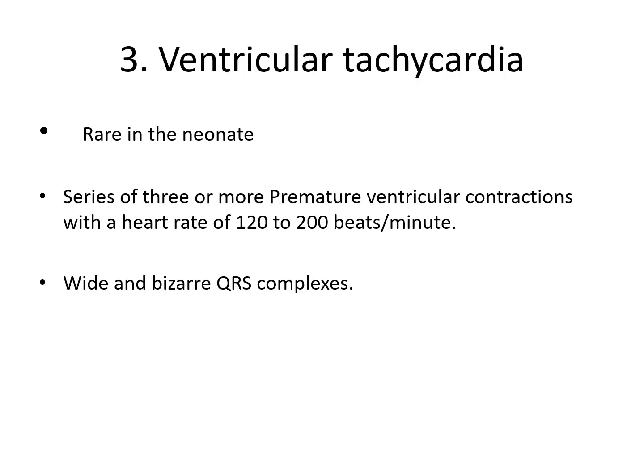Now let's discuss another rhythm which is known as ventricular tachycardia. This rhythm is relatively rare in the neonate. It is defined as a series of 3 or more premature ventricular contractions with a heart rate of 120 to 200 beats per minute. The rhythm originates within the ventricles, and the depolarization of ventricles does not occur through the normal Purkinje pathway. Therefore, the QRS complexes seen here are abnormally wide and bizarrely shaped.